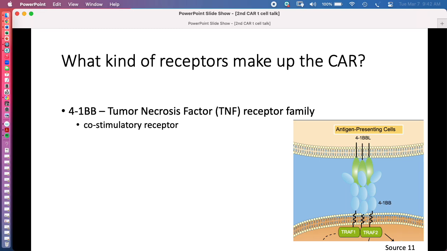And another one is part of the tumor necrosis factor family, something I think your book talks about, but maybe you don't focus on in class. It's 41BB. And again, it's binding to antigens on other cells.